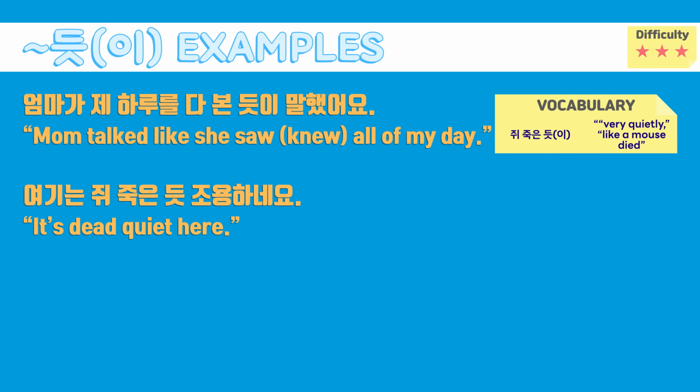엄마가 제 하루를 다 본 듯이 말했어요. Mom talked like she saw, meaning knew, all of my day. 여기는 쥐 죽은 듯 조용하네요. It's dead quiet here. Literally, like a mouse died.